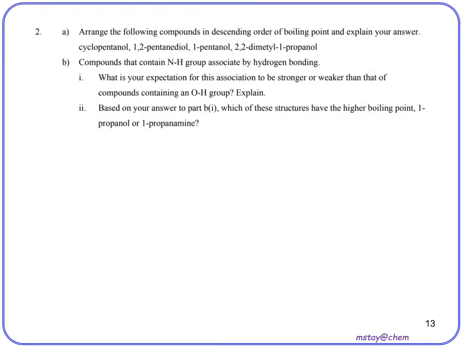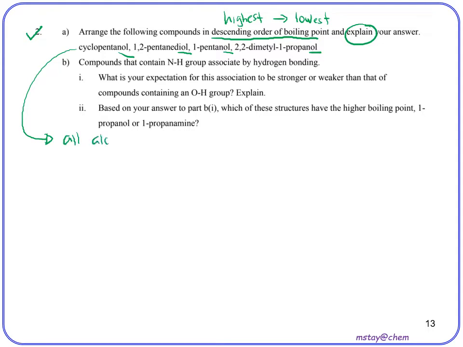Okay, let's continue with tutorial question number 2. Arrange the following compounds in descending order of boiling point and then explain your answer. Descending means highest boiling point to lowest. Generally, cyclopentanol, 1,2-pentanediol, 1-pentanol, and 2,2-dimethyl-1-propanol are all alcohols. All are alcohols, so definitely they consist of hydrogen bonds.